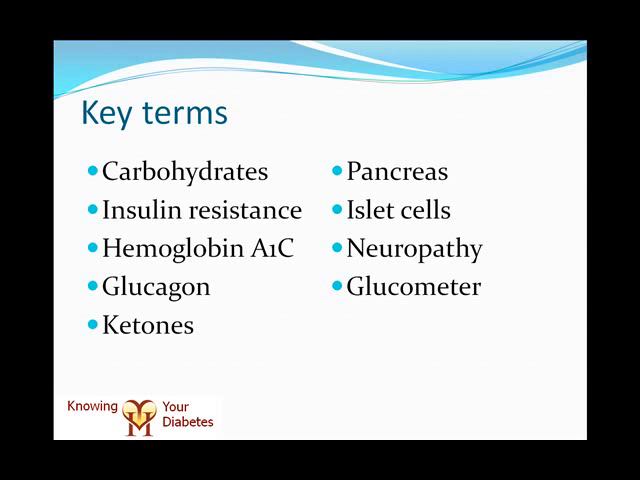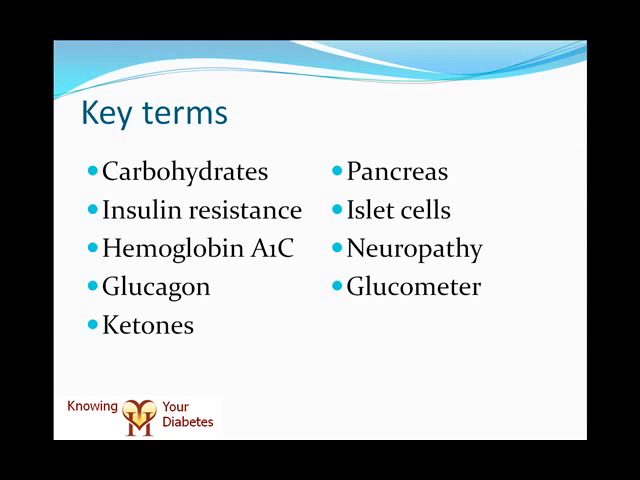Glucagon is a hormone that works in conjunction with insulin, and glucagon will increase your blood sugars. Just like insulin will make your blood sugars go down because the sugars are going into the cells, glucagon will tell your body to produce more sugar.